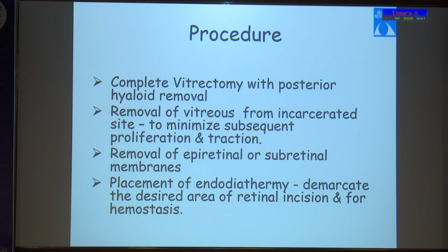What is the procedure in detail? You complete the vitrectomy with a posterior hyaloid removal of the vitreous from the incarcerated site to minimize the subsequent proliferation and the traction, removal of all the membranes, whether epiretinal or subretinal, and placement of the endodiathermy, to demarcate the desired area and also to have good hemostasis.